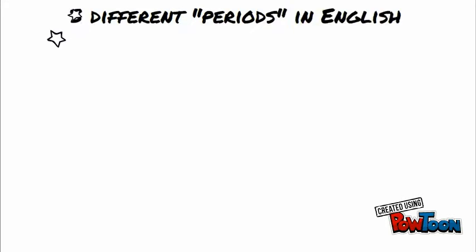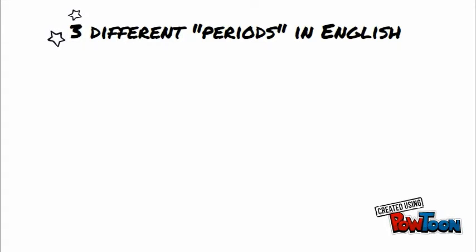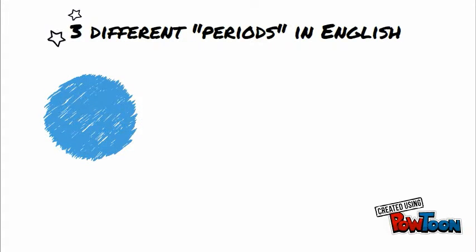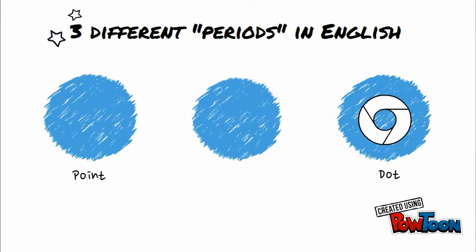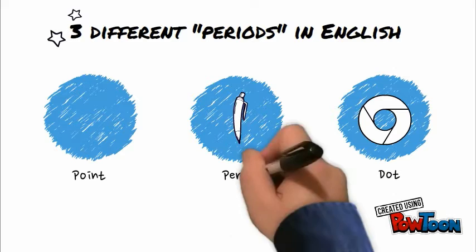In English, we have 3 different types of periods. The first one is a point, and in this case, that would be just a blue point on the page. The second one is a dot, and that's only related to websites and web pages. And the third one is a period, that's a grammatical point.